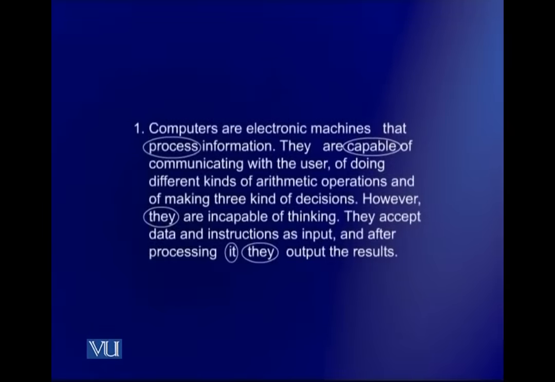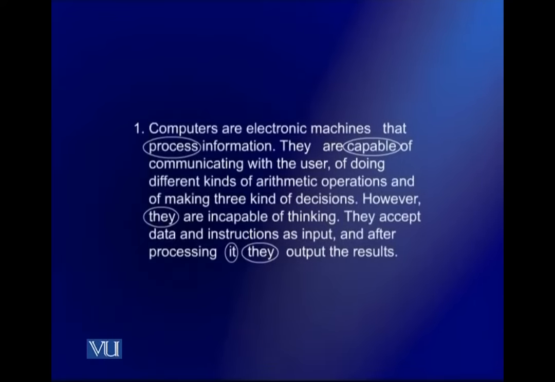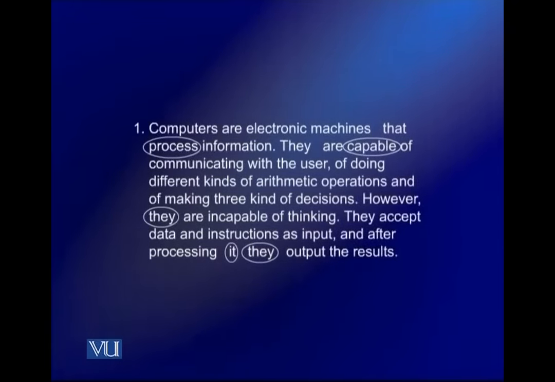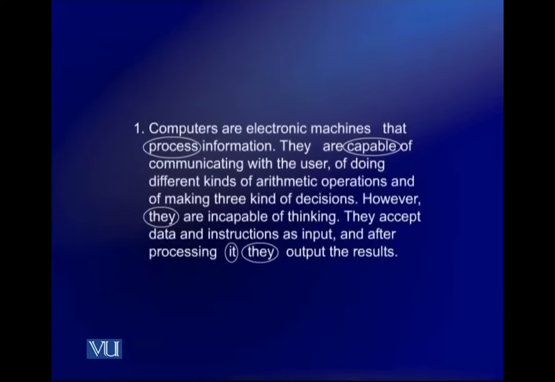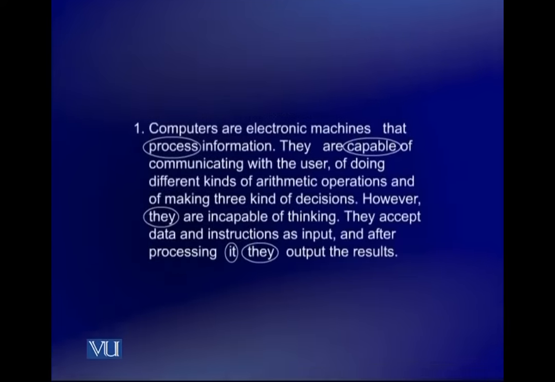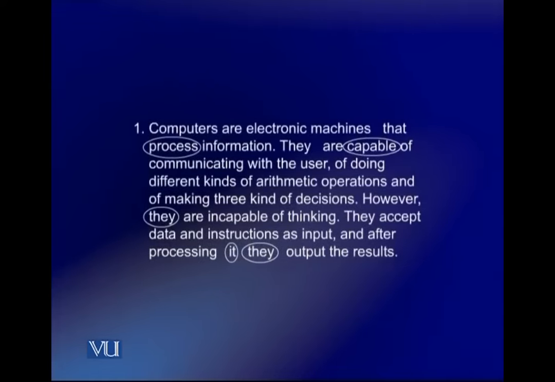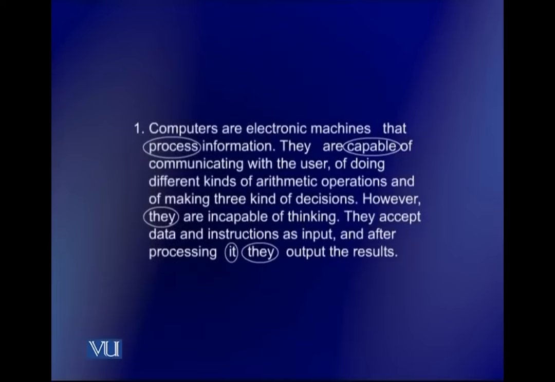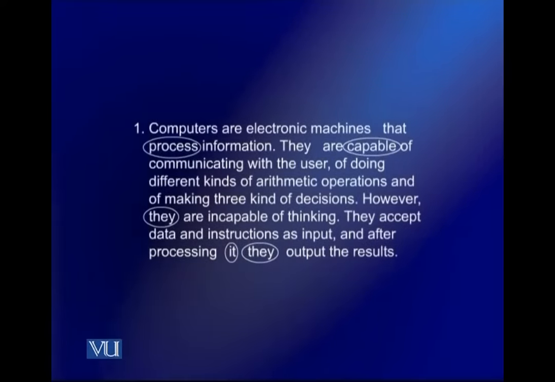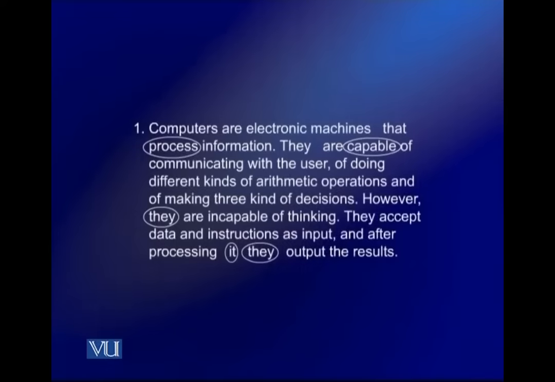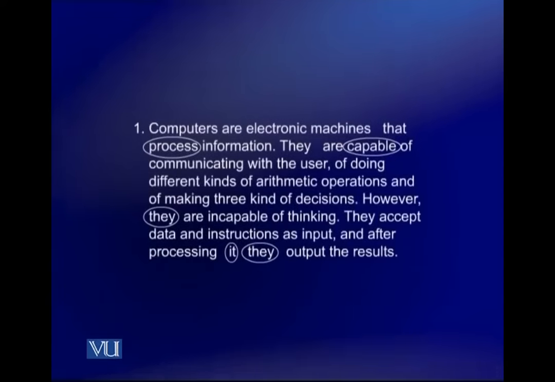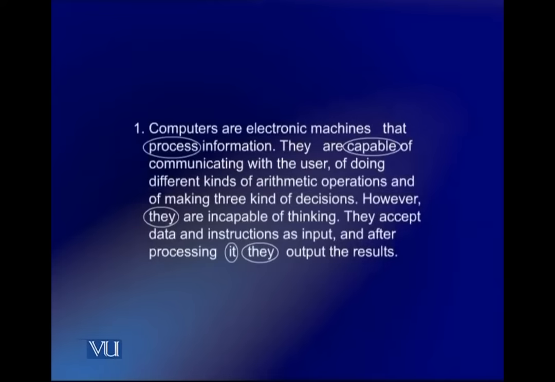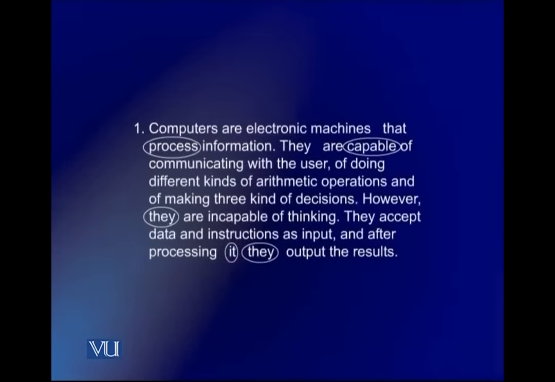Computers are electronic machines that process information. They are capable of communicating with the user, of doing different kinds of arithmetic operations, and of making three kinds of decisions. However, they are incapable of thinking. They accept data and instructions as input, and after processing it, they output the results.